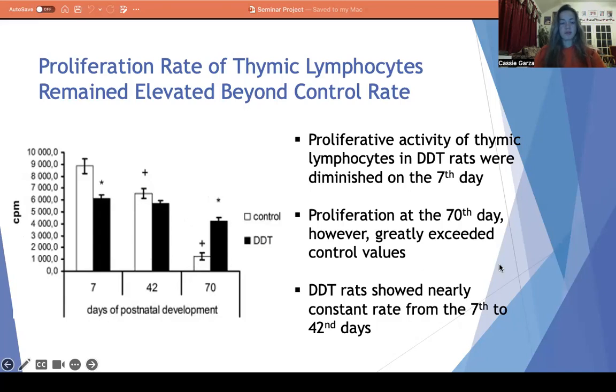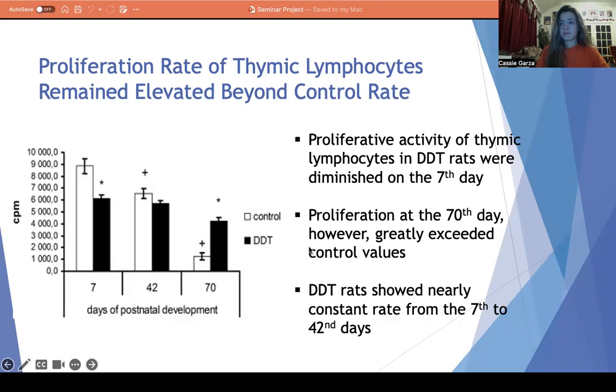So the pattern of proliferation here is really interesting. If we look here at the 7th day, you can see the control rats had a significantly greater value of proliferation rate than the DDT exposed rats, but both values are fairly high. Okay, you can see that both are fairly high. And then moving on to the 42nd day, you can see the control decreased quite a fair amount, while the DDT exposed samples barely decreased. They barely showed any decrease at that rate.